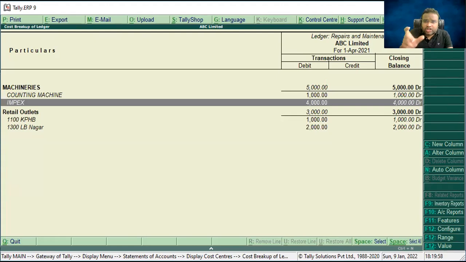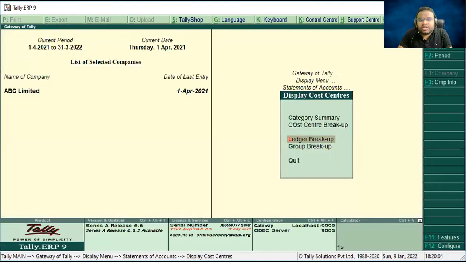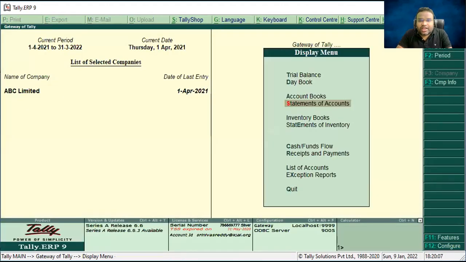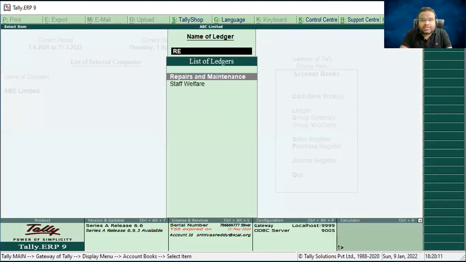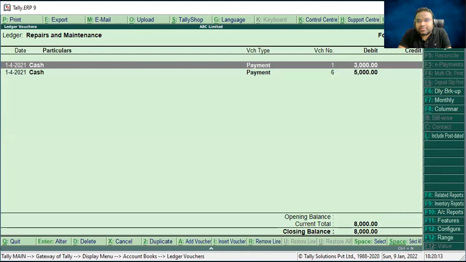So for better cost control purpose, we use the cost centers. Hope you are very clear about the cost centers record. So whatever information I require for financial accounts, I need ledger-wise. Ledger-wise I need repairs and maintenance. How much you have spent? 8,000. This is required for financial accounts. But how was this 8,000 rupees spent?